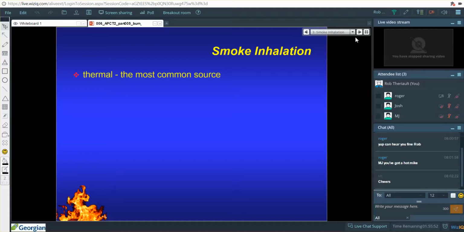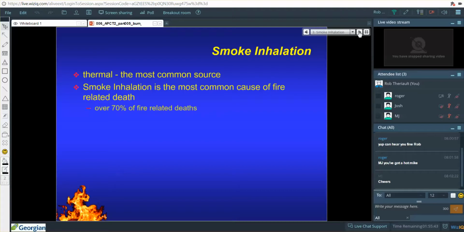Smoke inhalation is the most common cause of death in fires, and thermal is the most common source. Smoke inhalation accounts for over 70% of fire-related deaths.